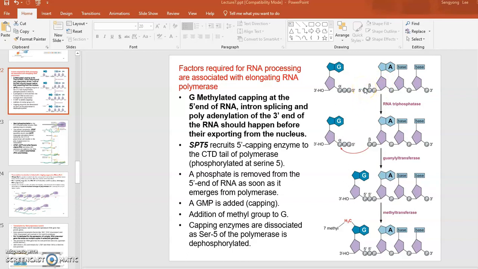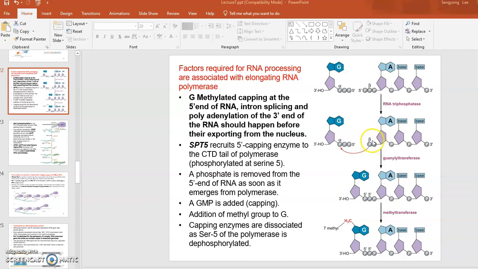Okay, and then a G nucleotide, a triphosphate nucleotide, is brought in by an enzyme, of course, the capping enzyme, and then especially pyrophosphate will be removed, and then it's going to become a GMP, and GMP is added to this end.